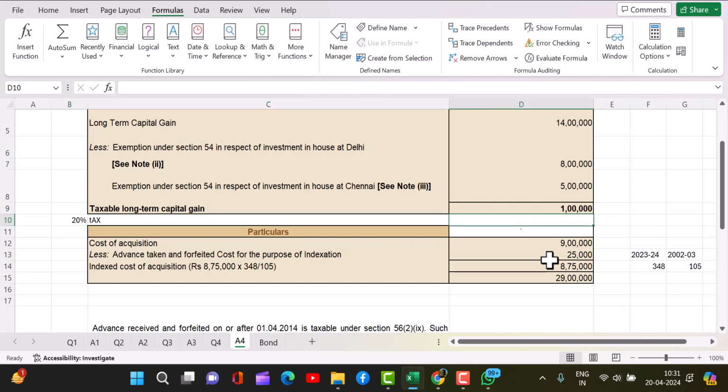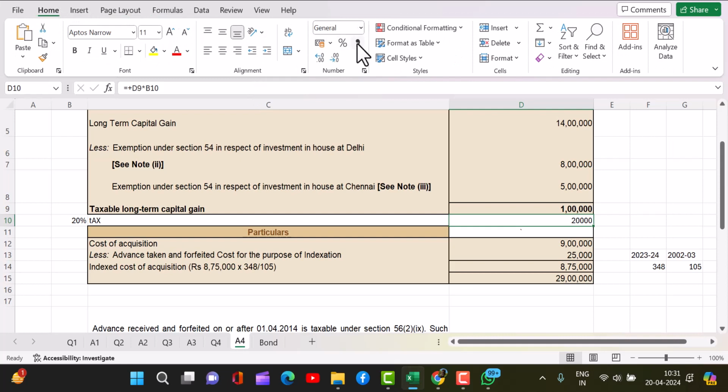Sir, in which case we won't deduct this 25,000? Hold on, just hold on. Let me just complete this. So his tax is 20,000 in this case. Okay, fine. Let me just make it a little bit better, and then I'll answer your question.